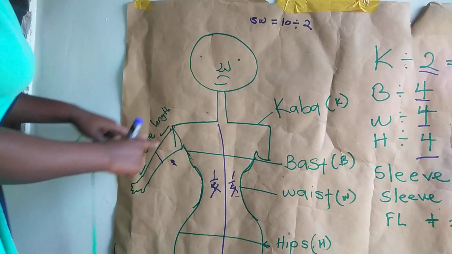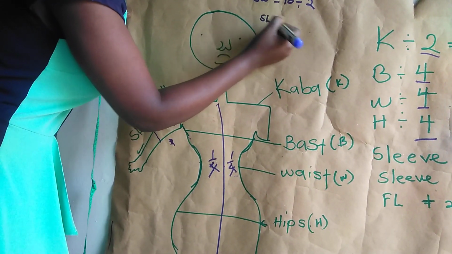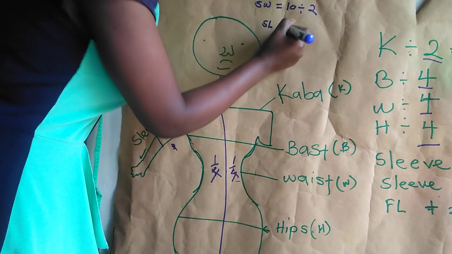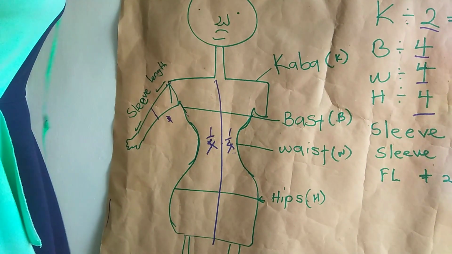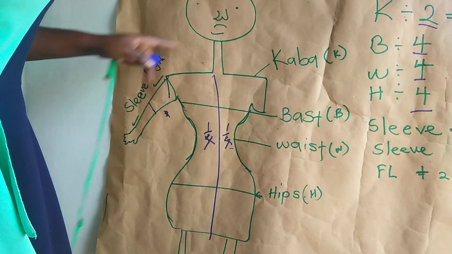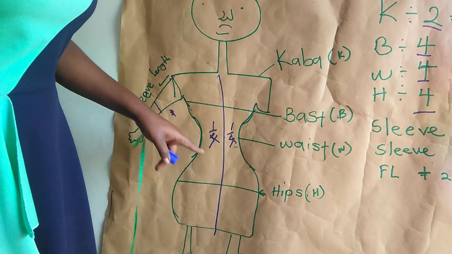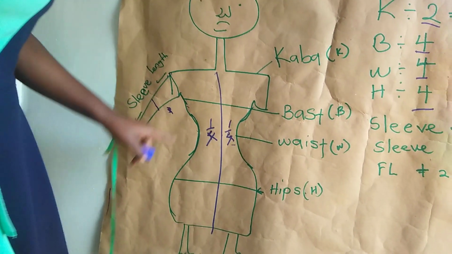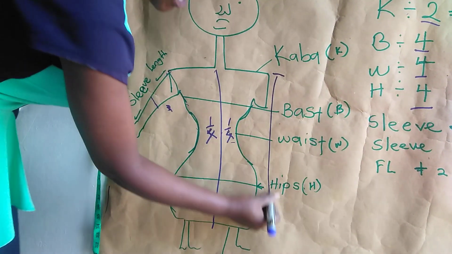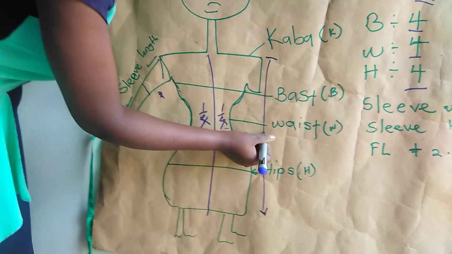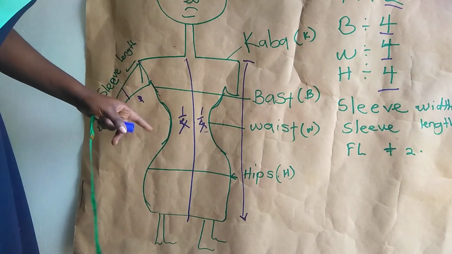Now, if it's the sleeve length, we add 1.5 for the sleeve length. Have you got it? We have the cover, bust, waist, hips, plus the full length. And that full length is the length of the dress. If it is a dress, it is called the full length or dress length.